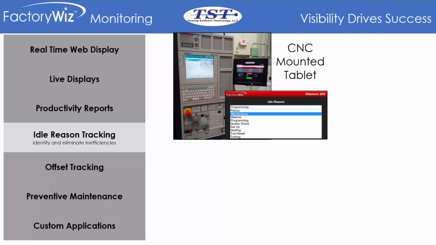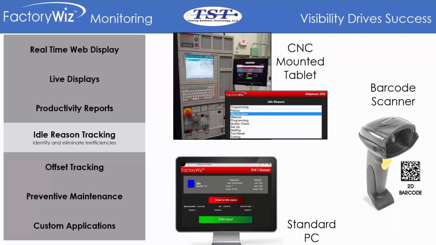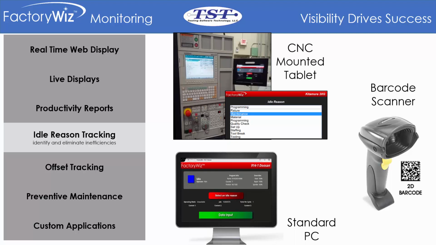Idle reason tracking allows you to identify and eliminate inefficiencies. There's a few ways that you can track the idle reasoning, which is manually input based on the operator at the machine. You can use tablets, which can be mounted directly at the CNC machine. This will allow them to record that idle reason once the machine automatically goes down. Some such idle reasons can be that it's down for maintenance, waiting on material, programming. All of these options can be manually controlled based on your company. We can record the idle reason based on barcode scanning, as well as just a standard PC that's located at the machine, or even a standard PC used for a group of machines for one particular cell.